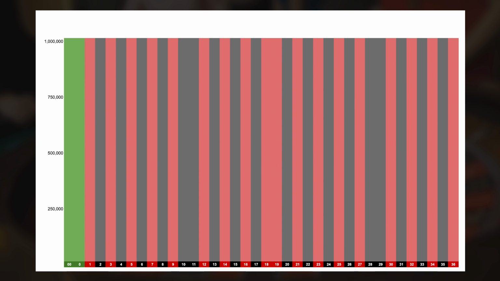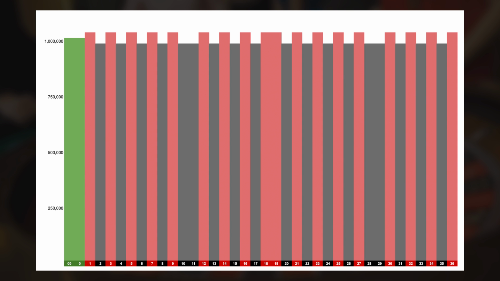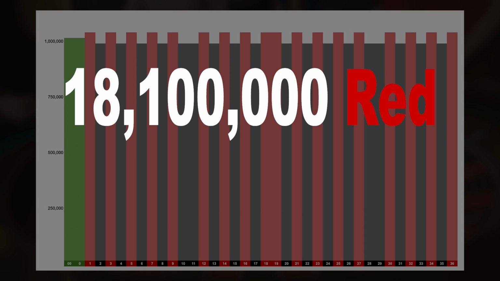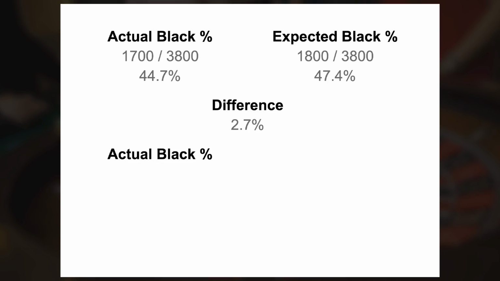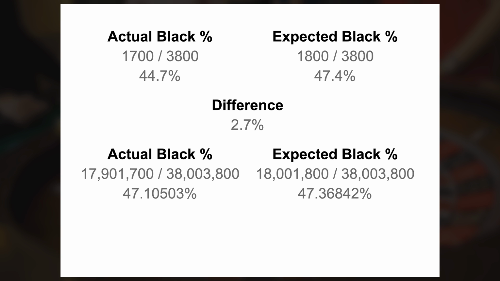And in fact, we don't even have to have results that mirror the expected results. We can have actual results that skew towards red. Let's say that in our 38 million additional trials, it's possible to see 18.1 million reds and 17.9 million blacks. So now instead of being 1,000 under par, we're 101,000 under par. But we still improve our actual results to 17,901,700 divided by 38,003,800, or 47.10503%. So our delta is still reduced from 2.7% to 0.263%. That's not as close as when we had 18 million black numbers, but it's still really close.